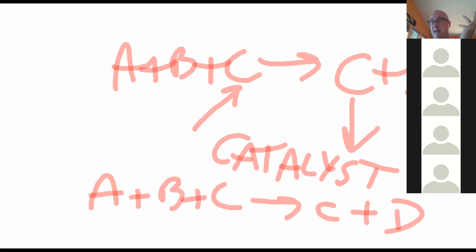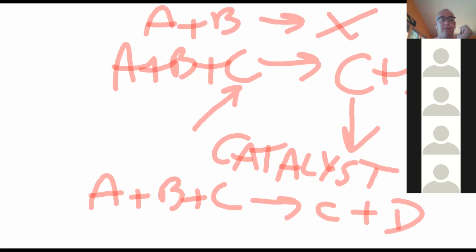That does not mean that. It only means that if I add A plus B, and I get nothing. If nothing happens in the absence of C, that tells me that C must be present in order for the reaction to take place. So catalyst means two things.